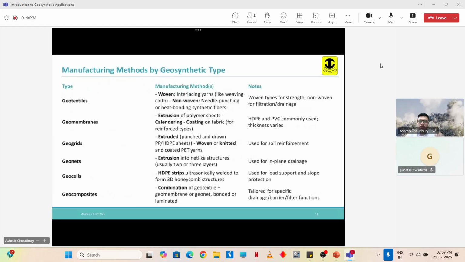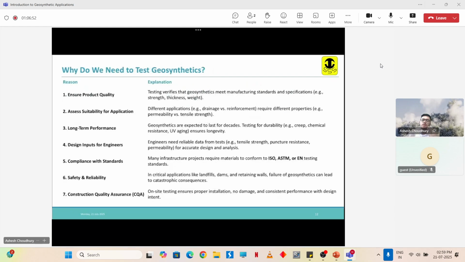Test and check whether the quality of the material that the supplier has supplied is perfect or not, and able to meet your requirements or not. So these are some of the reasons why you need to test geosynthetics. First is to ensure product quality. Testing verifies that geosynthetics meet manufacturing standards and specifications. Example, strength, thickness and weight. These are some of the basic properties that initially you need to check.